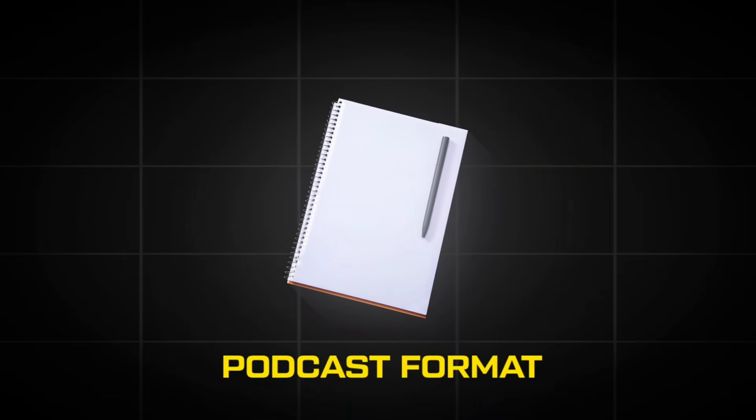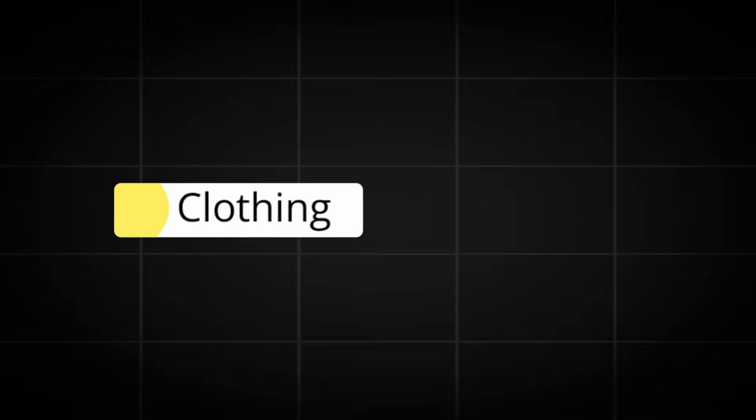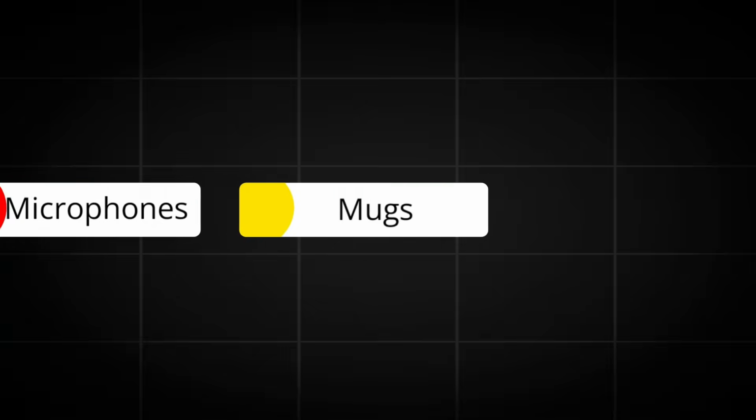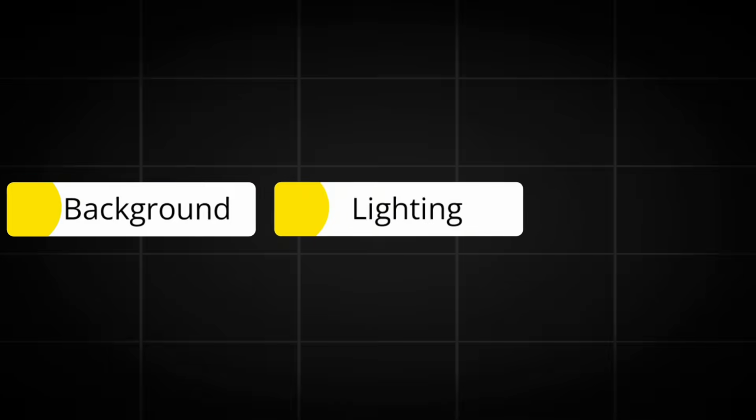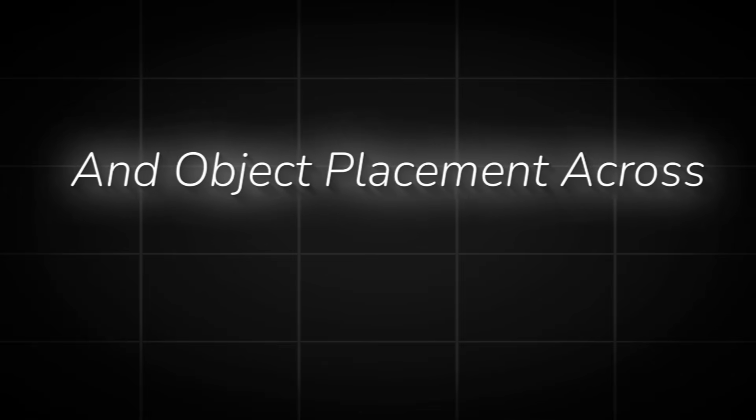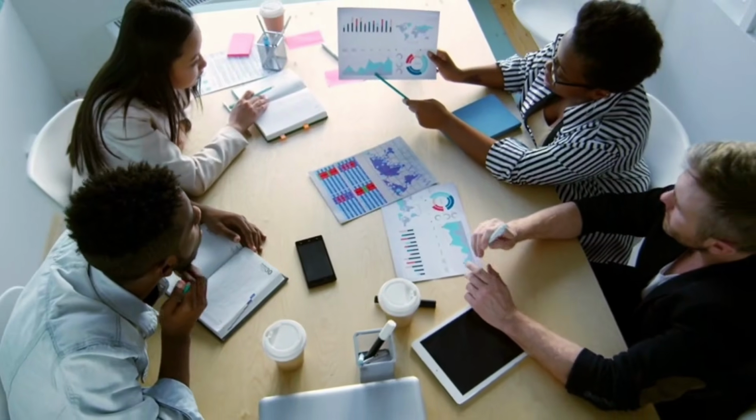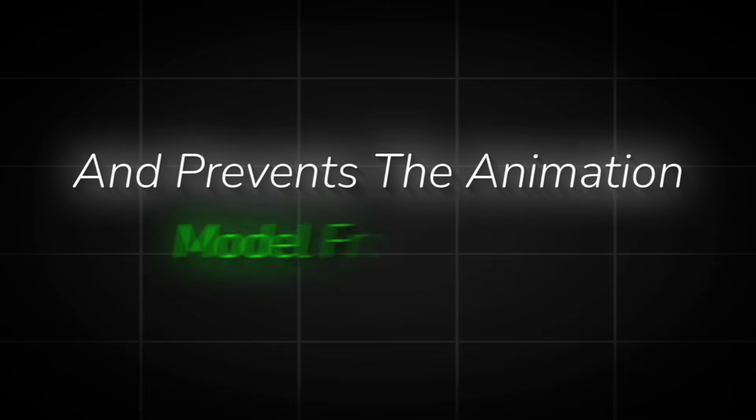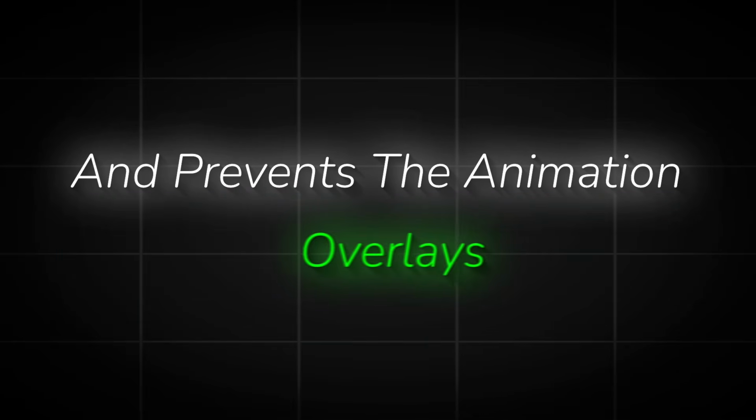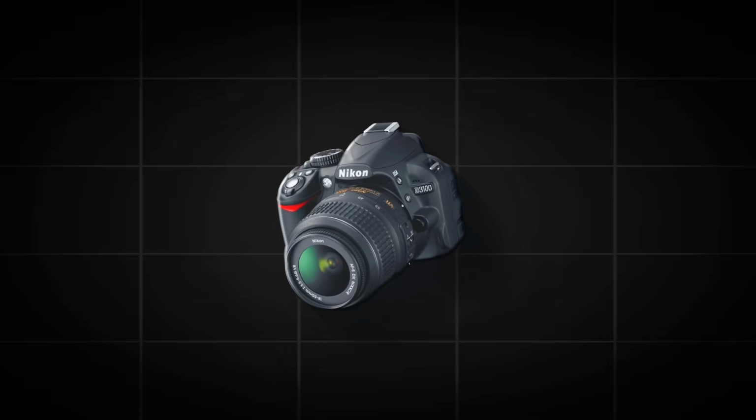Paste it, then paste the full script underneath it. This prompt is built specifically for a consistent illustrated podcast format. It locks the same 2 hosts, clothing, desk, microphones, mugs, flashcards, notebook, background, lighting, framing, and object placement across every scene. Only expressions, eye direction, posture, and natural seated gestures can change. It also blocks image text and prevents the animation model from adding graphics, overlays, new objects, or camera movement.